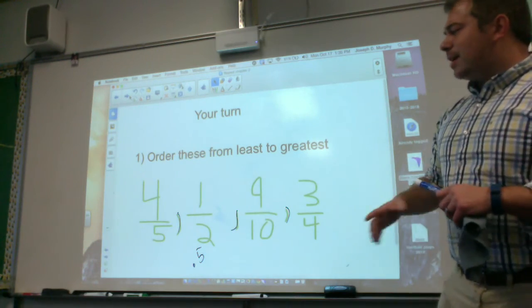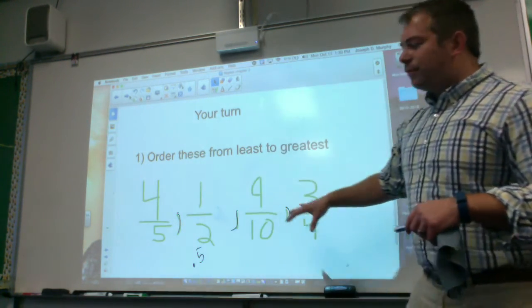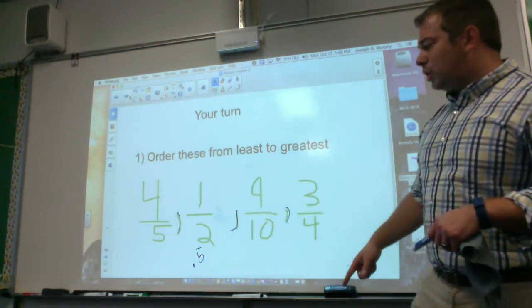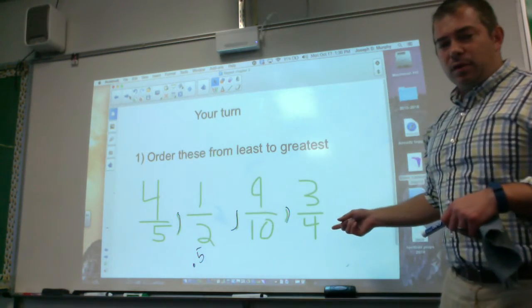Order them from least to greatest, but put them in fraction form when you order them. Your work should show what each one is as a decimal. All right, and then order them.